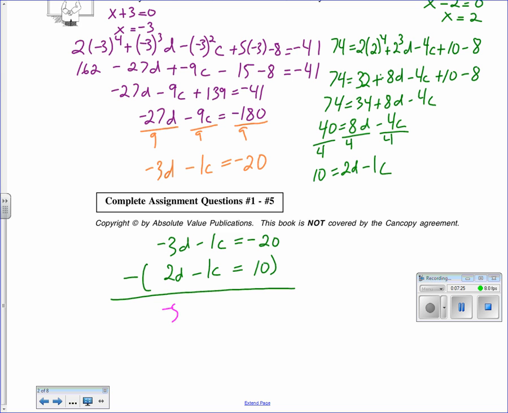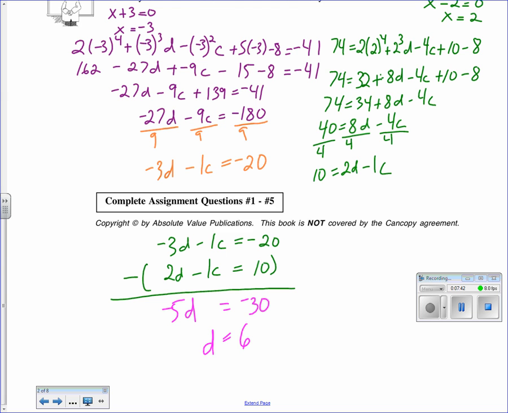Negative 3 minus 2 is minus 5D. Negative 1C minus 1C is canceled. Negative 20 minus 10 is negative 30. And I get to come up with a D value of 6.